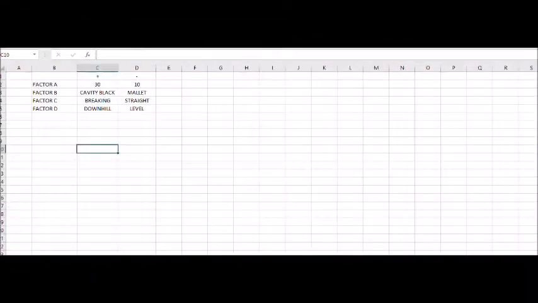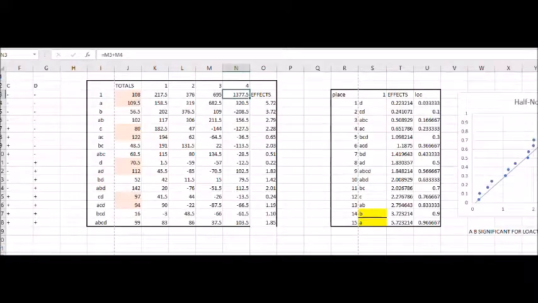So we're going to solve this problem by using Excel. First, we are asked to find which factors are significant for putting accuracy. Then we are asked to tell by the residuals if there is any model inadequacy. So here are our four factors and their high and low levels. We are going to start by doing the half normality plot.